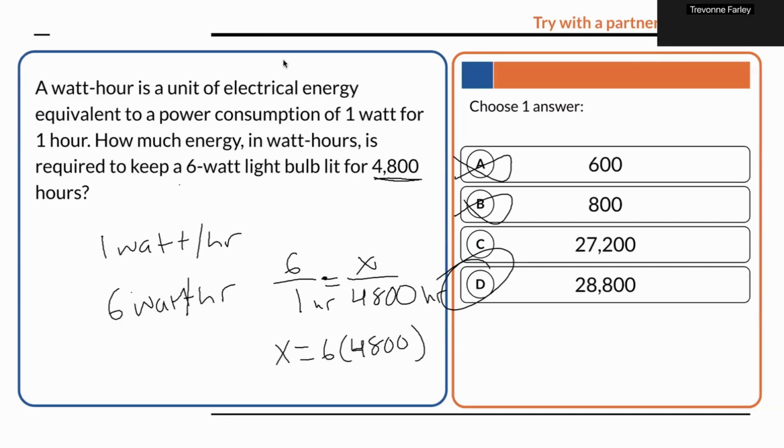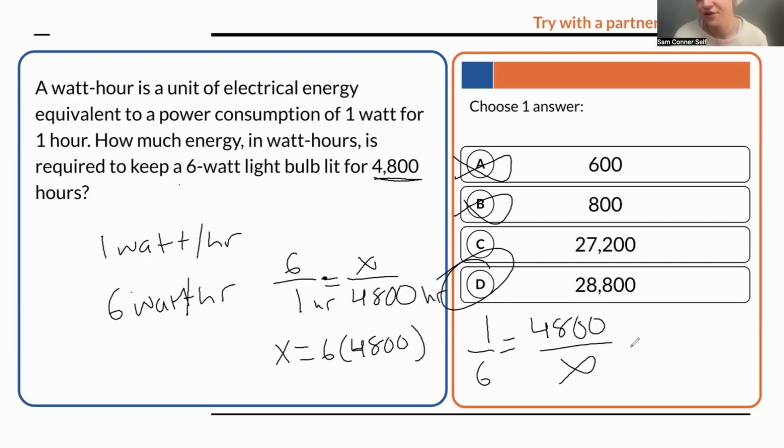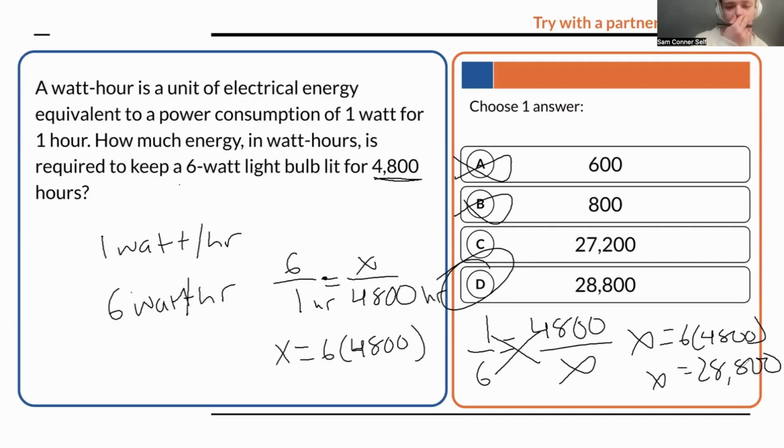What if you were to flip both of the fractions? If you were to flip both of them, it would be 1/6 is equal to 4,800 over x. And it would just be the same algebraically because you would still cross multiply. So it would still be x is equal to 6 times 4,800. And then you'd get x equals 28,800. Yep, so it doesn't matter if you flip it as long as you make sure that the terms with the same units are equal to each other. So they're both either in the denominator or the numerator.